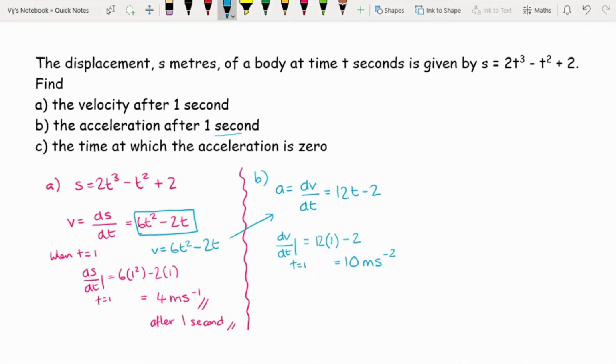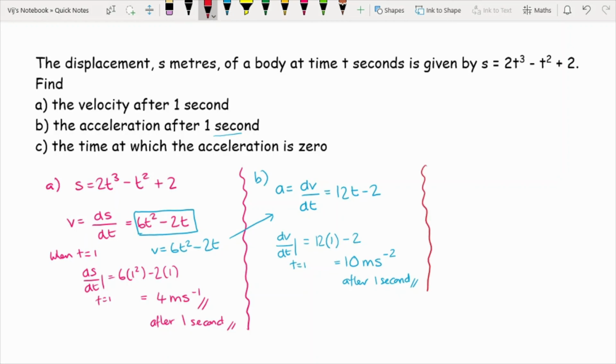So from this, after 1 second, I should say, it's always worth reiterating what it is you're actually working for, because using this particular formula, the value is going to be changing after however many seconds are passing. Also worth noting that when we're working out acceleration, the units are going to be meters per second squared. Then moving on to the last part of this particular question.